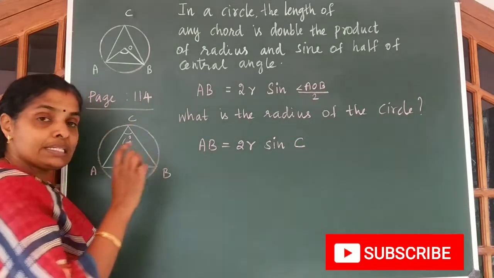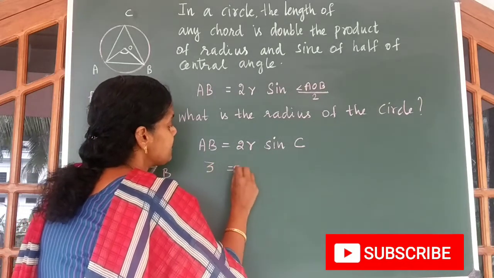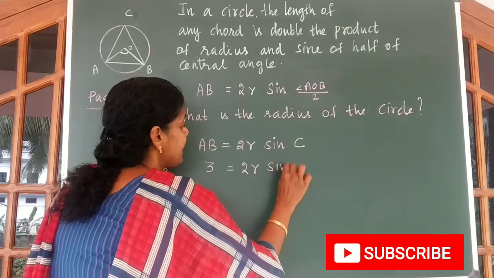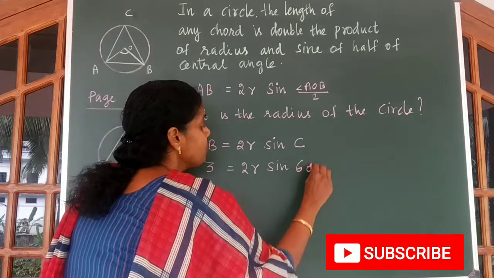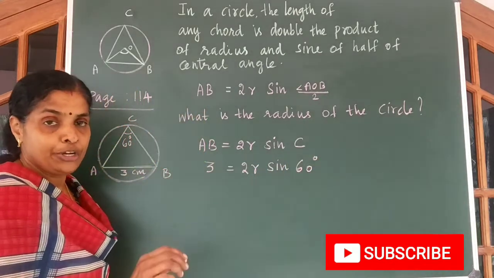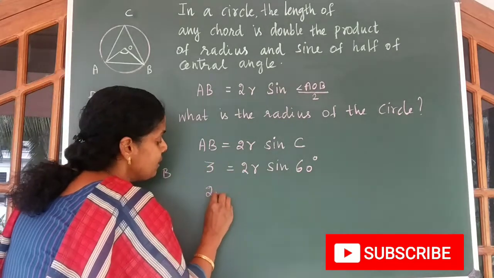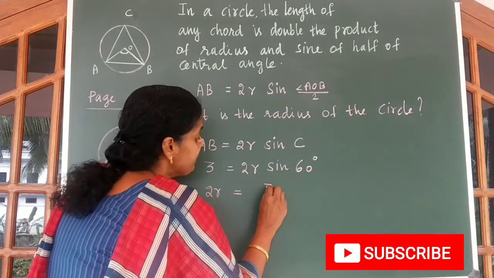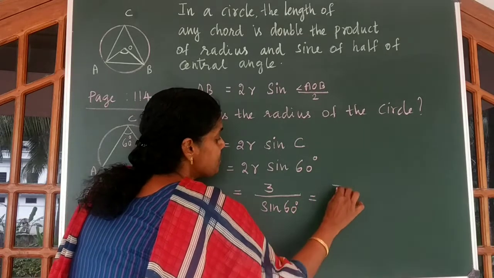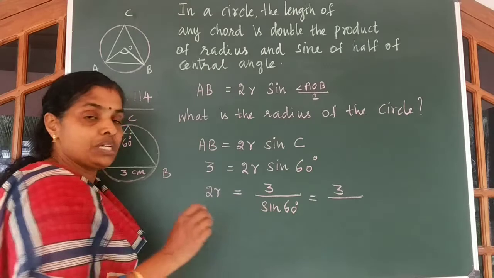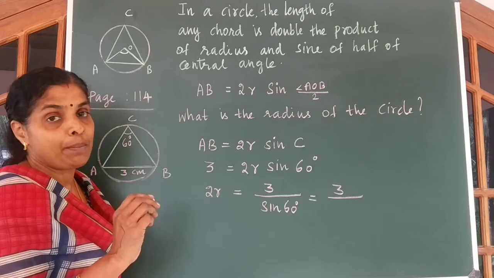Now AB is given for us. AB is equal to 3. So let us write 3 is equal to 2r sine angle C, which is 60 degrees. So we use the formula 2r sine 60 degrees. Do you understand? Now we need only r, isn't it? So let us write 2r is equal to 3 divided by sine 60 degrees. Now let us substitute the value of sine 60. We know the value of sine 60 is root 3 by 2, isn't it?